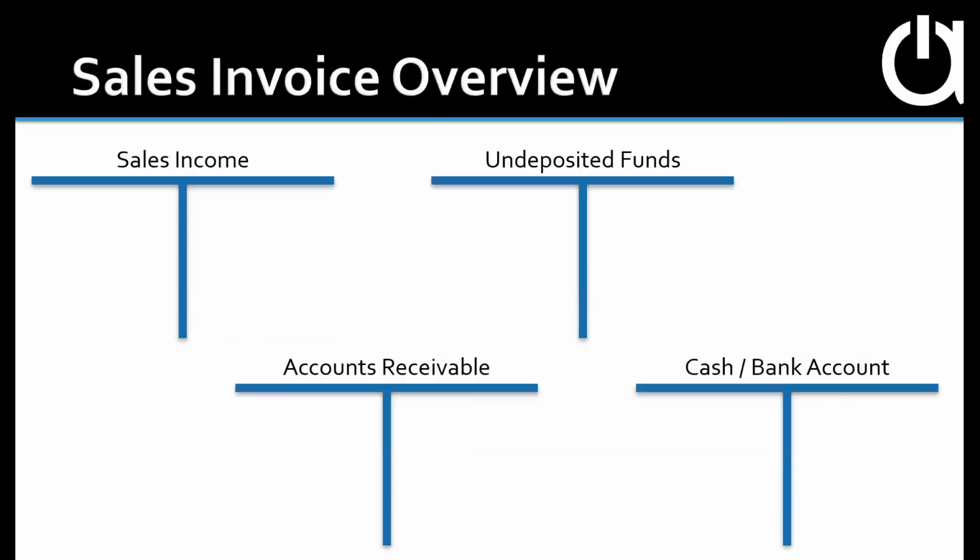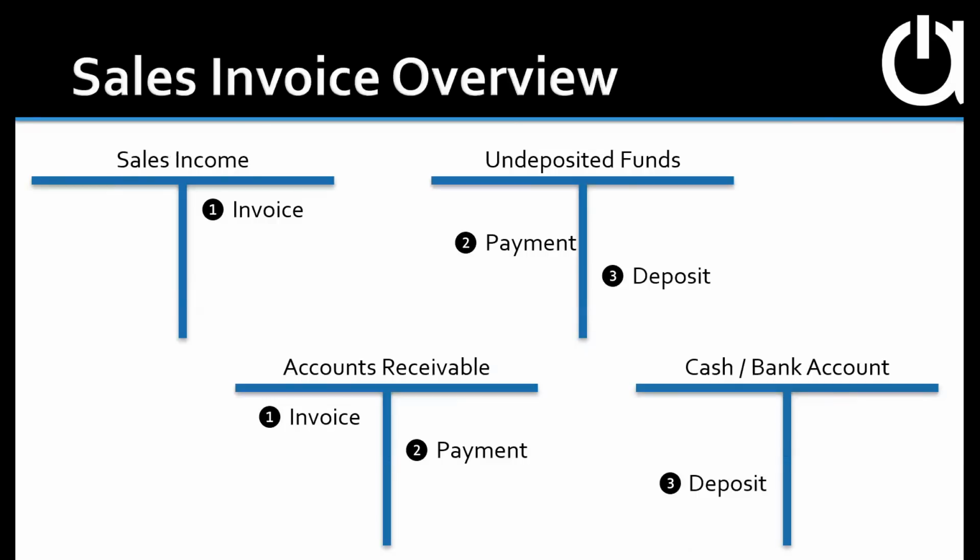And this is the way it flows. Wonderful T accounts: say our invoice is credit to sales income on the P&L, debit to accounts receivable on the balance sheet. Our second transaction is undeposited funds with the payment. This happens inside of QuickBooks usually. Accounts receivable credit, debit to undeposited funds. When I make my deposit, it is a credit to the undeposited funds on the balance sheet and a debit to my bank.